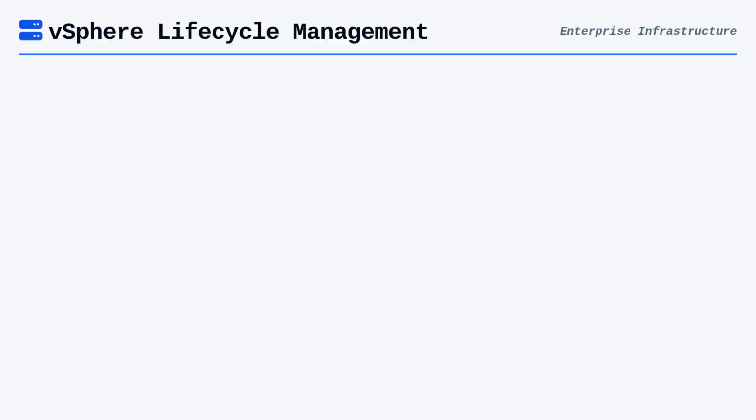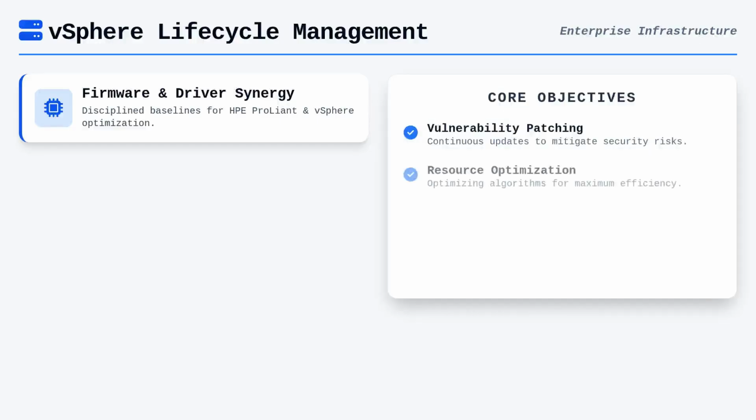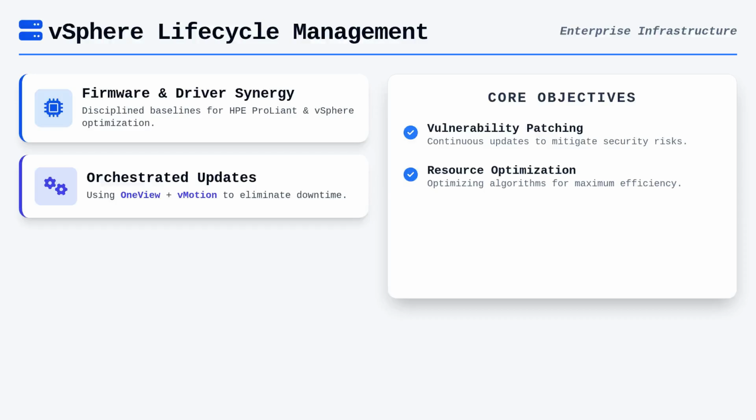Effective lifecycle management within a vSphere environment requires a disciplined approach to firmware baselines and driver distribution. The synergy between HPE ProLiant servers and VMware vSphere is maintained through constant updates that patch security vulnerabilities and optimize resource allocation algorithms. You need to be familiar with how to leverage OneView to push these updates across a cluster without disrupting critical production workloads.